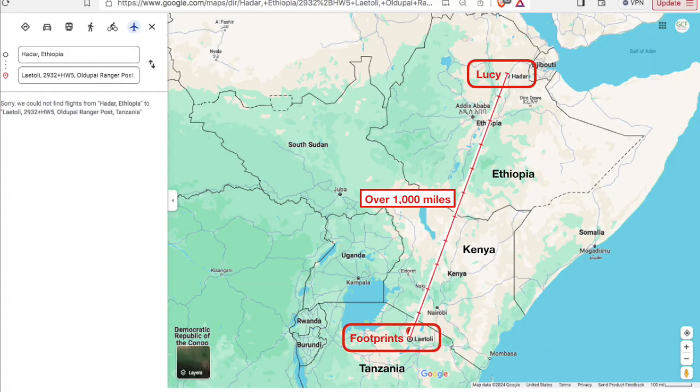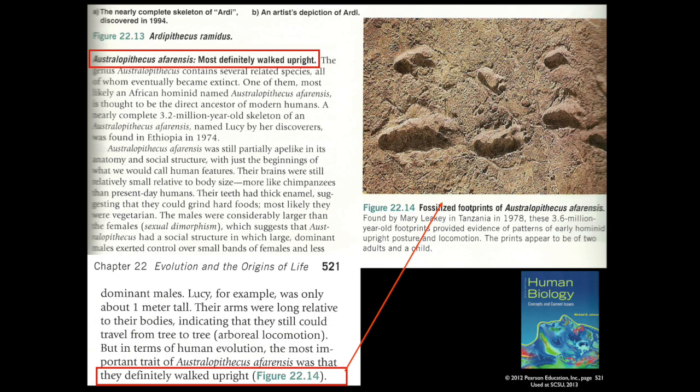So now there's these Laetoli footprints. You know, hundreds of miles away from where Lucy was, and I've heard somebody say even 1,000 miles away, they find these human footprints. And this is what the college textbook says. Lucy definitely walked upright, and this is copyright 2012.